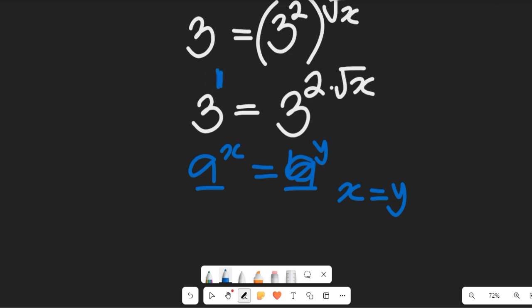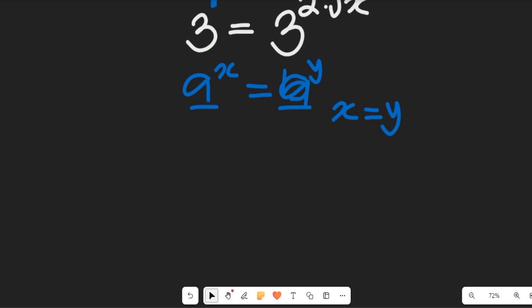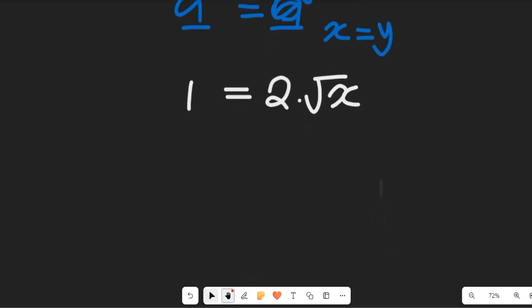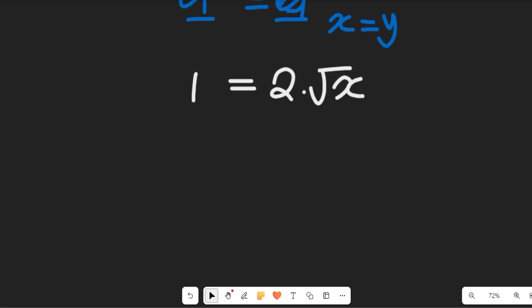Since we have 1 there, and since they have the same base, we are going to equate the exponents. So this will give us 1 equal to 2 multiplying the square root of x. At this point, what do we do? We have to clear up the square root because it's an obstacle.